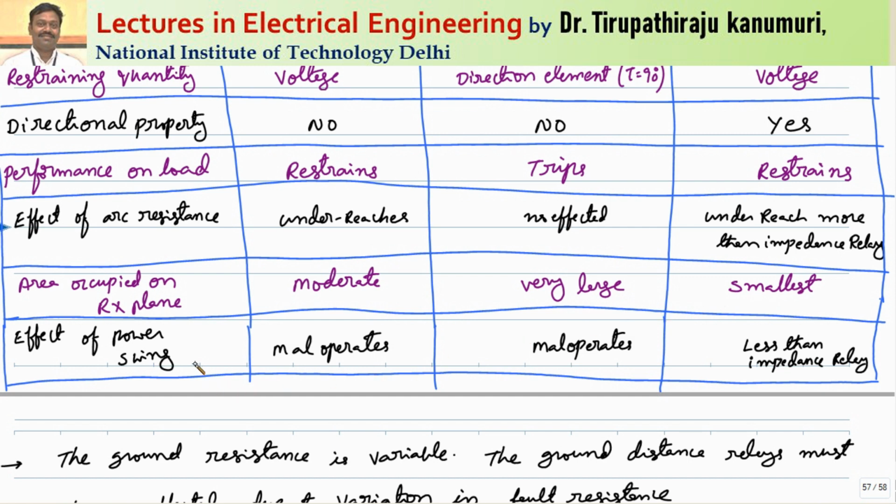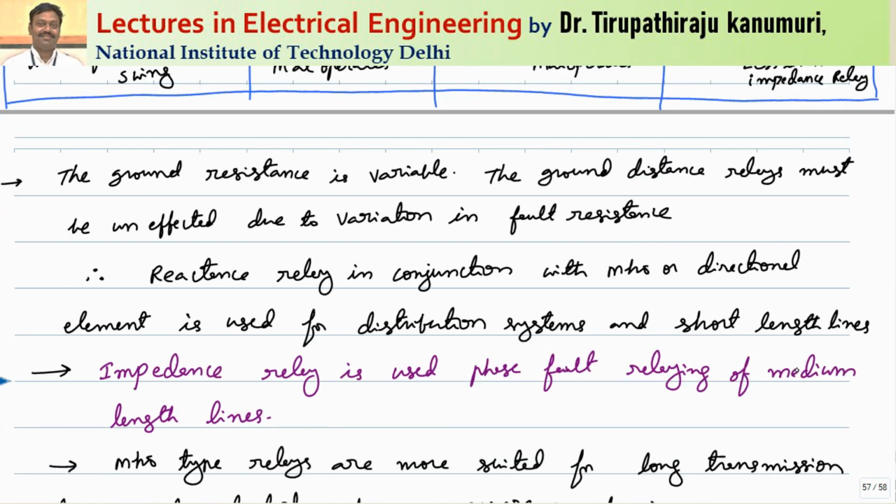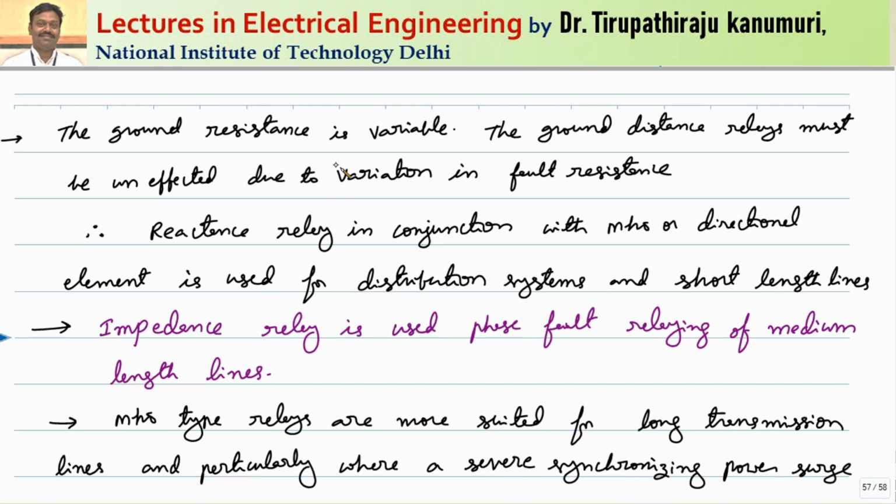Now the effect of power swing: the impedance relay maloperates, and even the reactance relay maloperates. Whereas if you go for the mho relay, as the area is less, it is less affected by the power swings. So that is the advantage. Now summarizing which one is used for which case: the ground fault resistance is generally a variable in a transmission line, so the ground distance relays must be unaffected by variation in the fault resistance.